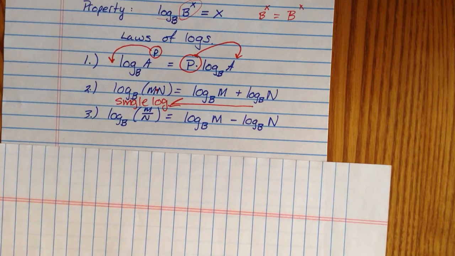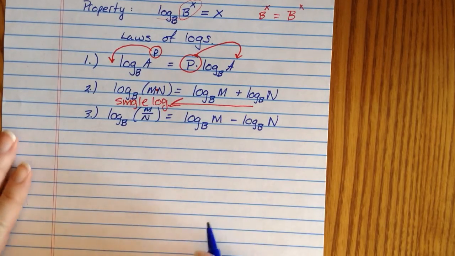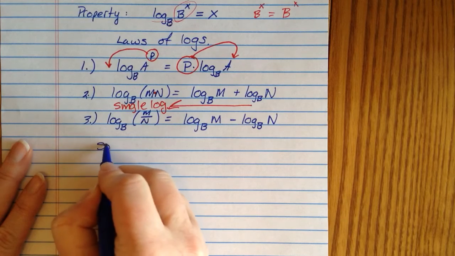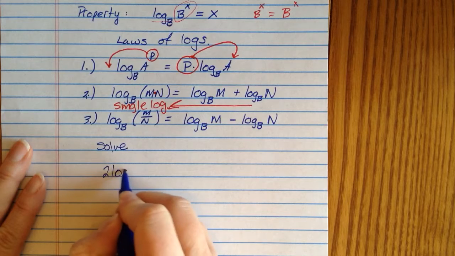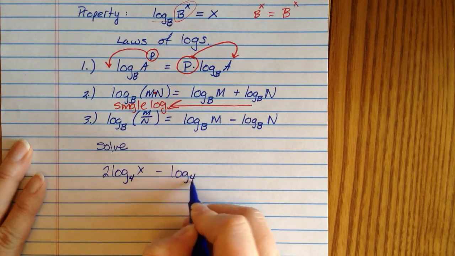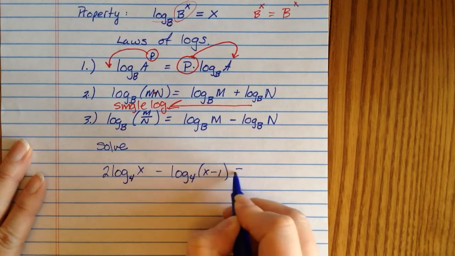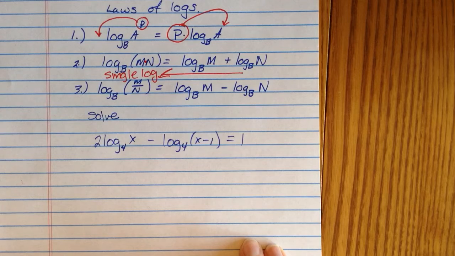All right, so where does this come in? Let's do an example. We're going to put a lot of these together in one deal. Let's suppose that we are asked to solve the following equation: 2 log base 4 of x minus log base 4 of x minus 1 equals 1. Now, how on earth are we supposed to do this? Well, first of all, I'd like to rewrite this as a single log expression, not a two log expression, but a single log expression on the left-hand side.